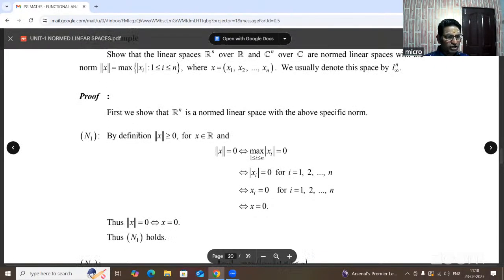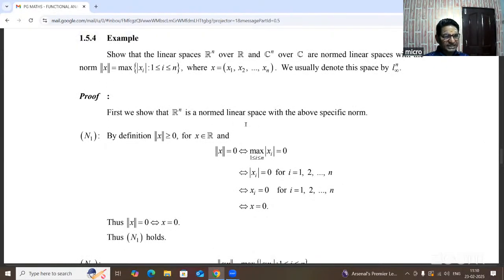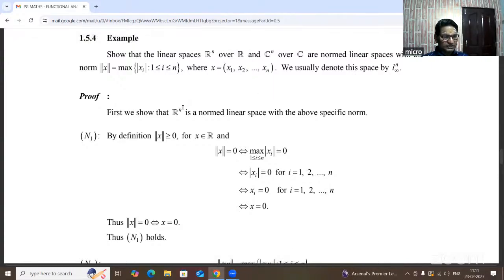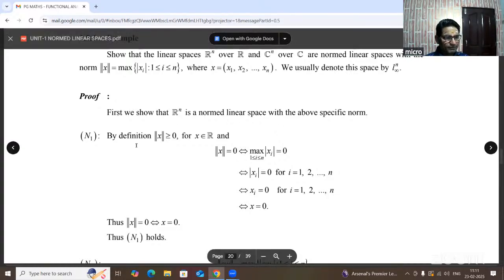Now here, for the proof, just refer to this proof. R power n is a normal linear space. Don't forget this: we usually have norm x equal to the maximum of mod xi, where i lies between 1 and n, denoted by L infinity of n. First of all, we are taking the n tuples of the real system, R power n, the n dimensional elements, which is also a normal linear space with the above specific norm. The first condition N1 applies with norm x equal to the maximum of mod xi.